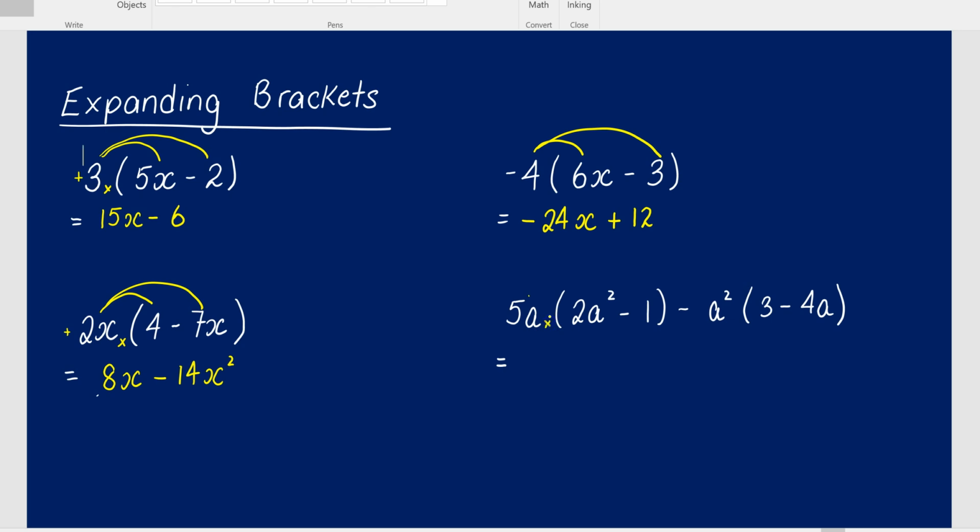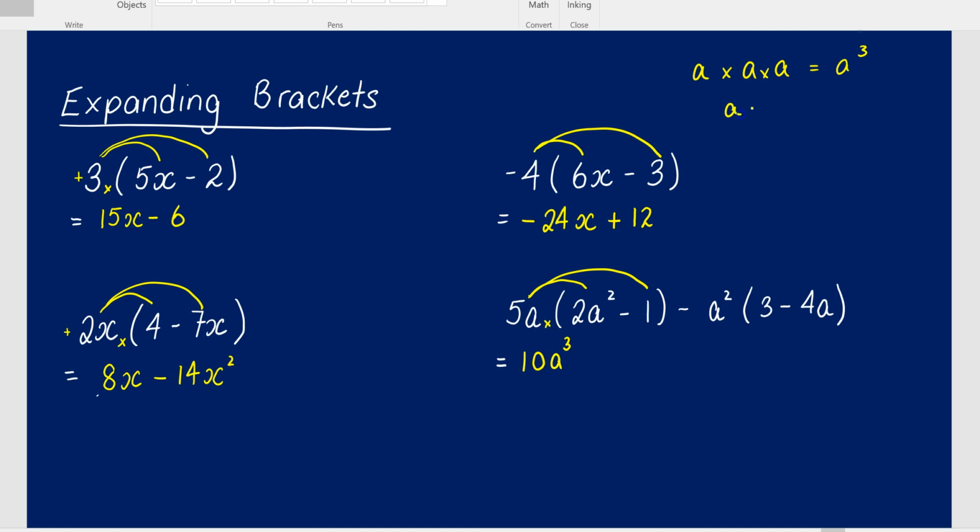Some of the mistakes that people make is they want to times everything by the 5a, but it's only for this bracket here. So it's just going to be 5a times what's in our bracket there. So 5 2s, 10. What's a times a squared? I hope you've said that's a cubed, right? So remember, a times a squared. Now a squared is a times a, and that's why we get the a cubed.